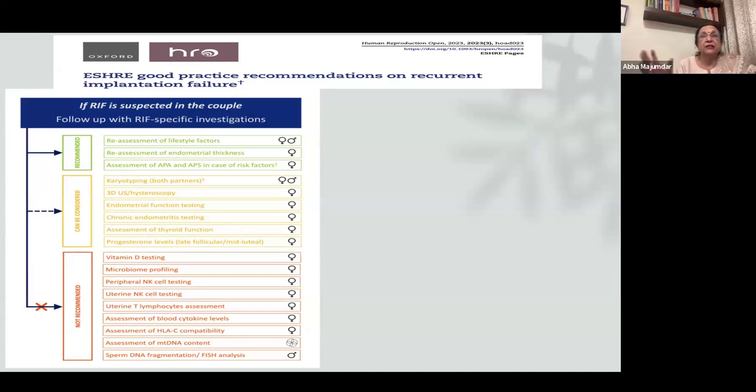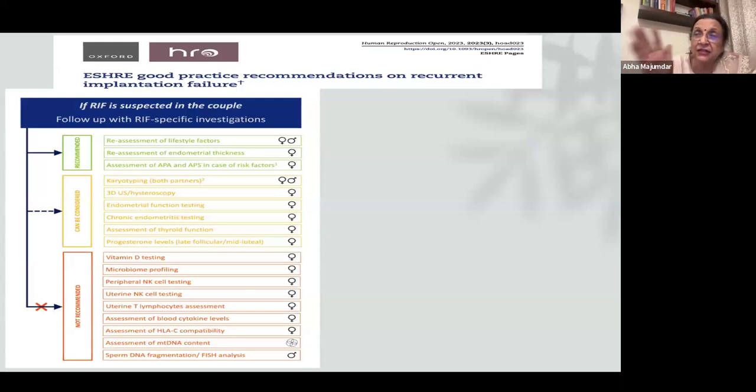Reassessment of endometrial thickness. Have 2 different observers assess the endometrial thickness and its type. Then assessment of antiphospholipid antibody in cases of risk factors. And what are risk factors? Like, if there is a thrombotic episode, then you will definitely do this.